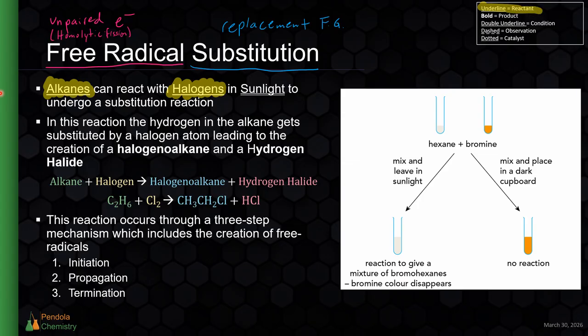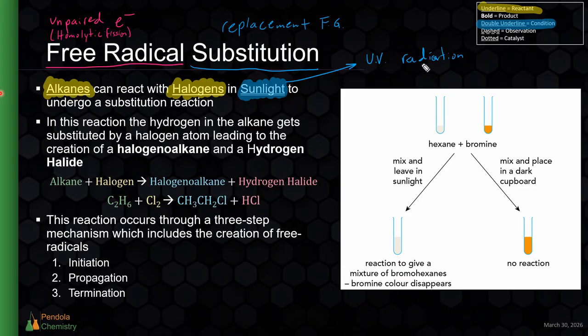Because if it's a single underline like alkanes and halogens, then that is a reactant. But the double underline in sunlight means that it is a condition. So this reaction only happens if we have sunlight. If we have, more specifically, ultraviolet light. Because that's really what sunlight is. Anytime we say sunlight in chemistry, we mean UV radiation.